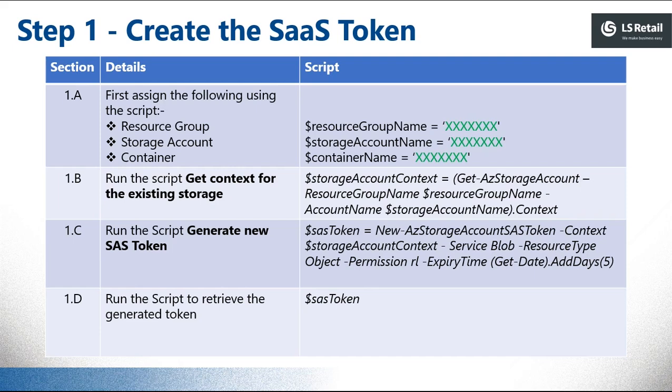So in section 1a, we are assigning the resource group, storage account, and container. The variables are shown in green in the script column, which will be created by the partners manually. This was mentioned in the prerequisite. Next section 1b is to get the context for the existing storage. Nothing will be changed in this, we will only run the script. Section 1c will generate the new SaaS token, and the last section 1d will retrieve the generated SaaS token, which will be used in step 3 for HCS VM creation.